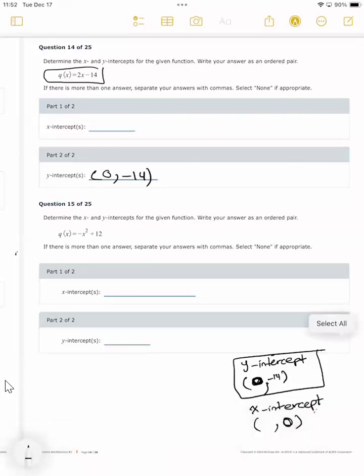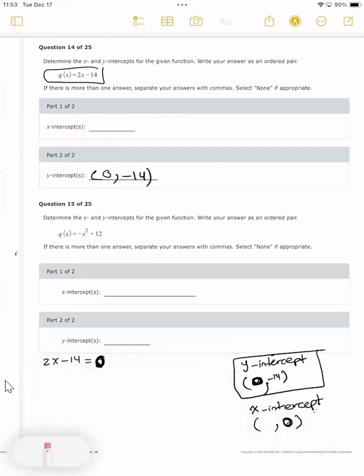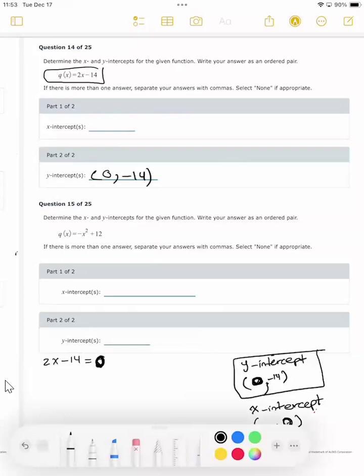And what was our equation? Our equation was 2x minus 14 is equal to y, or f(x). But we want y to be 0, so I changed that to 0. This is called a linear equation. The reason we call it a linear equation, because we have an x, and x has a 1 exponent. So when you have an x and your x has exponent of 1, there is no exponent, that means the exponent is 1, then we have a linear equation here. So that's called a linear equation.